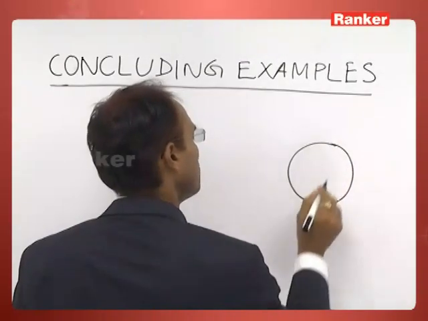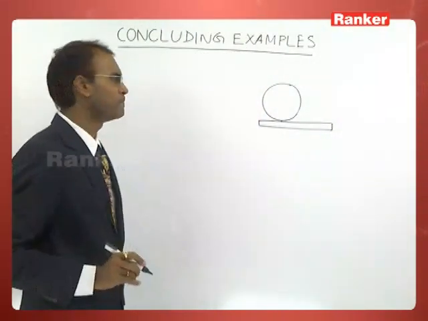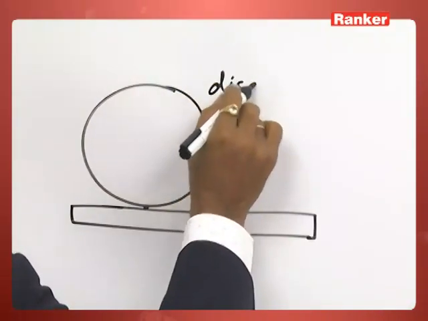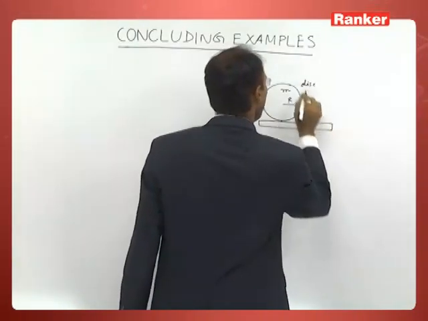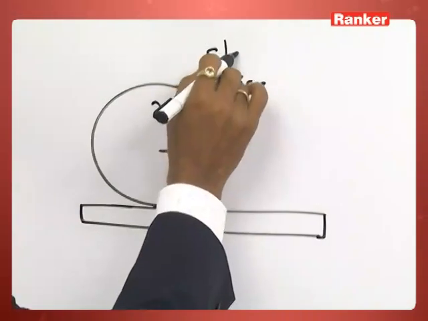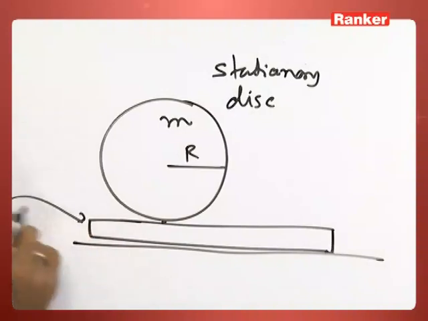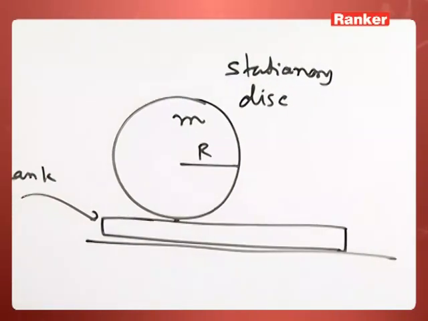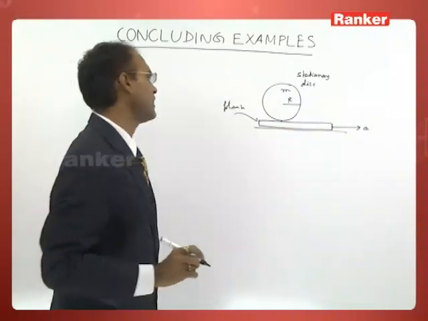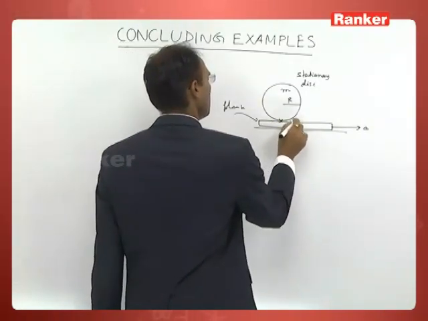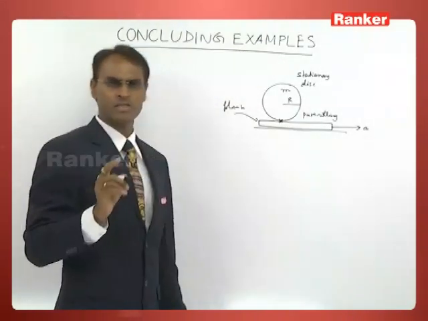This example I have chosen from dynamics. Let us take the disk of mass M, radius R, and initially the disk is stationary. Stationary disk is placed on a plank. The plank is moved with constant acceleration, and here it rolls perfectly, pure rolling. This means that at this point there is no relative sliding.